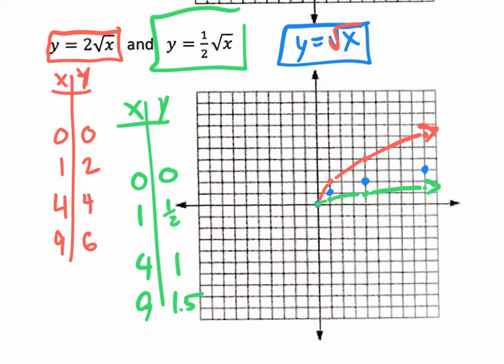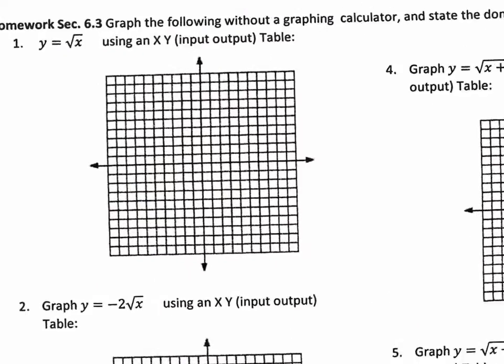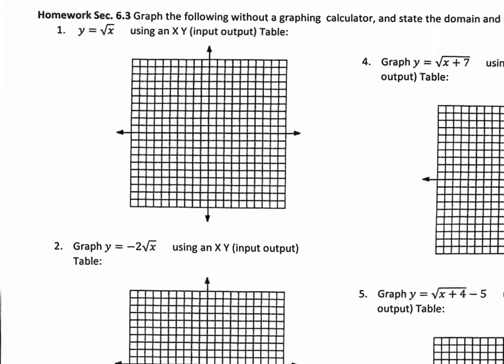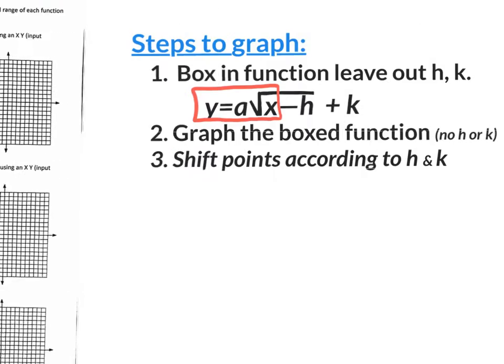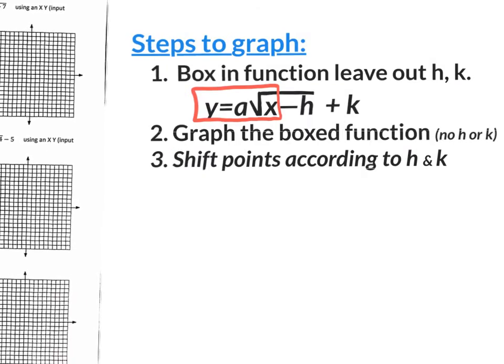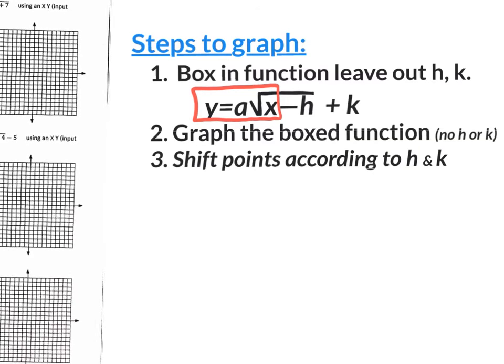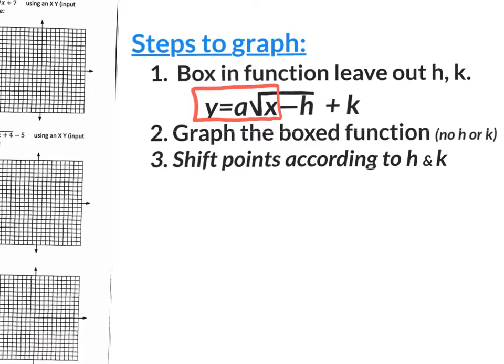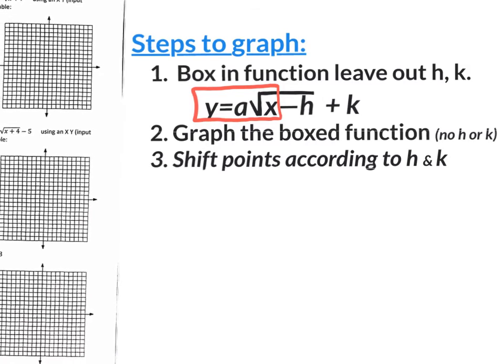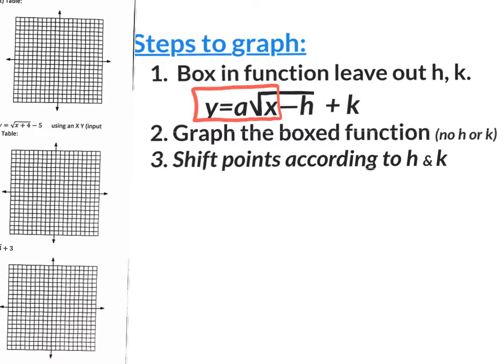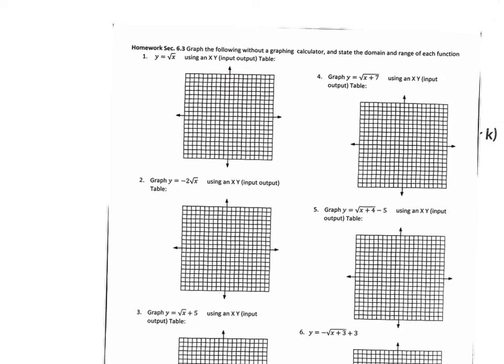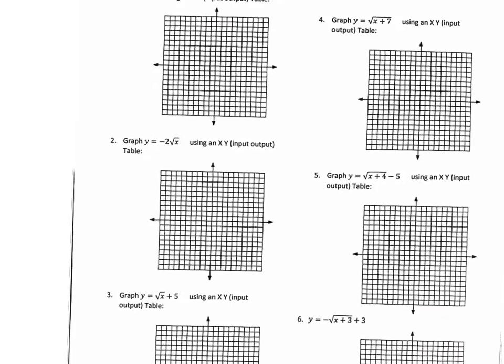Okay, let's flip this over to the backside. So on all these, it says use an input-output table. I don't recommend that. Let's actually use the steps that we just jotted down in our notes. Step 1, box in the function, leave out h and k. Step 2, graph that boxed function, ignore h and k. Step 3, once you graph it, shift your points accordingly to h and k. So number 1 is the parent graph. We already have that on the front side.